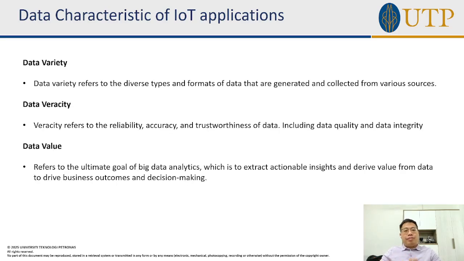Then we have variety, different types. And veracity refers to the reliability, accuracy, and trustworthiness of your data. This is why earlier when we talked about security, the security of your sensor node is very crucial, because you do not want people to swap sensors or add in untrustworthy or malicious ones, which would reduce your data quality significantly.